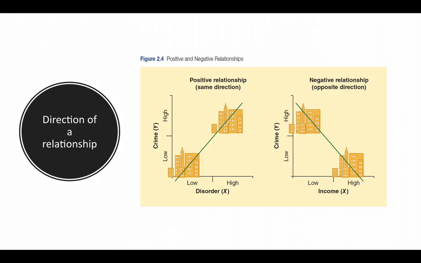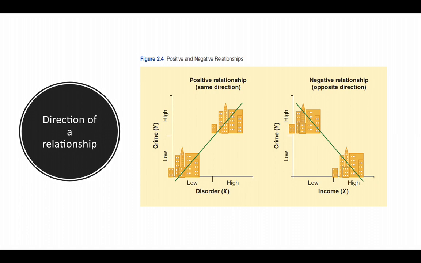Now let's look at the relationship between social disorder and crime. One would say if you have a higher level of social disorder, then you will have a higher level of crime, which means they move in the same direction. This is a positive relationship.